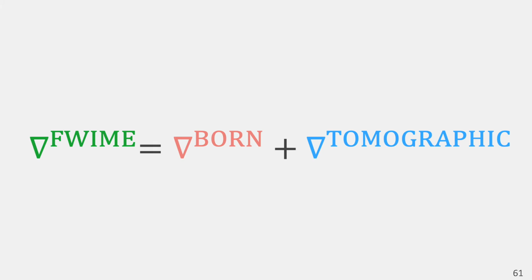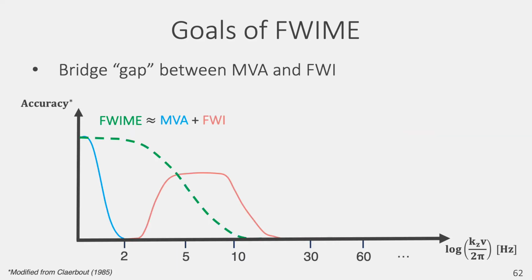So to summarize this first section, we said that our gradient is composed of a born component that shares similar features with the FWI gradient, and the tomographic component that is key to update the crucial missing low wave number components at early stages of the inversion process. To come back to the plot shown in our first video, we can now better understand our claim that FWIME combines both MVA and FWI techniques into one single workflow. And now we're going to test our algorithm on some numerical examples.